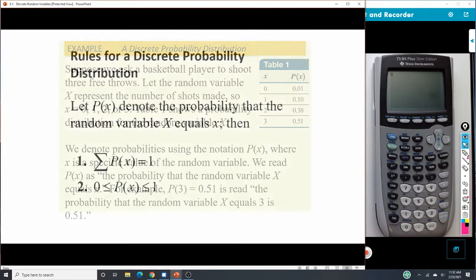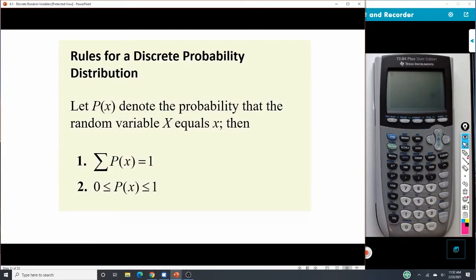Now, our discrete probability distribution rules follow what we talked about for our probability models in the past. That means the sum of all the probabilities must still equal 1. So we add everything up, it has to equal 1. Also, our numbers for the probabilities have to be between 0 and 1. It can equal 0, it can equal 1. It cannot be bigger than 1, it cannot be less than 0.